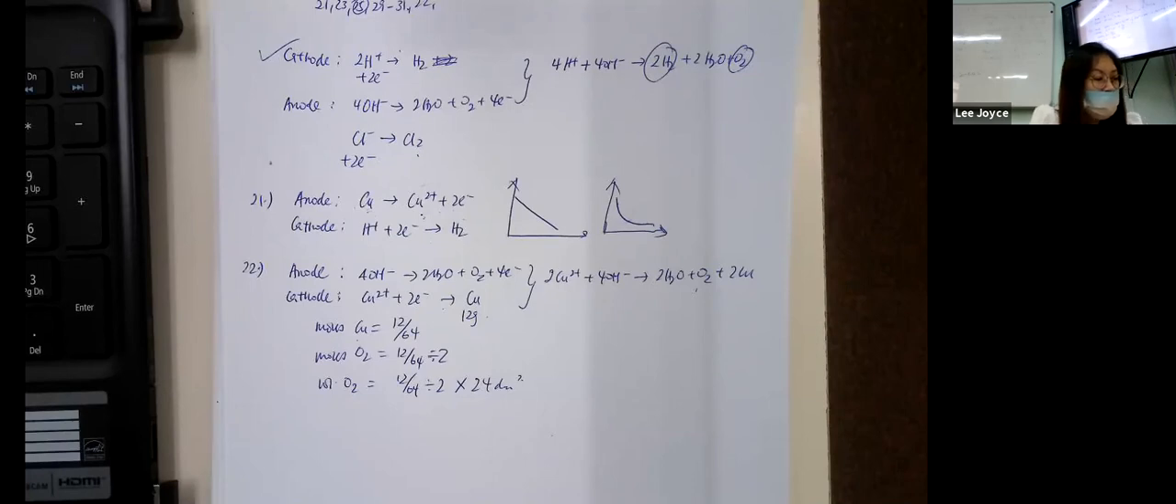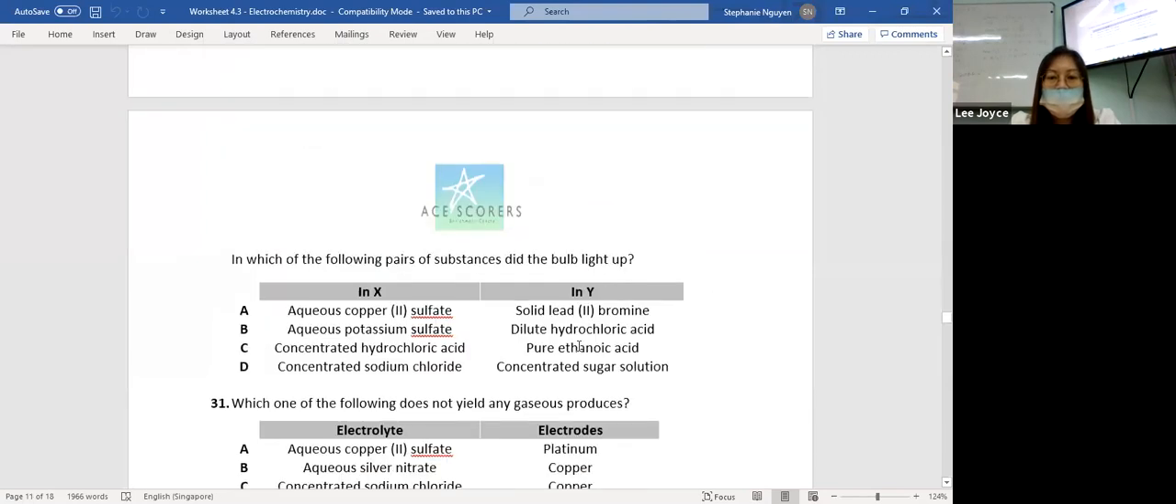So we are left with A, because in A, can you see this word solid, lead bromide? Solid ionic compound cannot conduct electricity at all because they do not have any mobile ions. Yeah, so for such a question, nothing much to do. You just have to look at the options and see which ones are electrolytes and which are not electrolytes. Get it? Quite tricky. So sometimes I have to be careful. Yes. Okay. Now question 31.